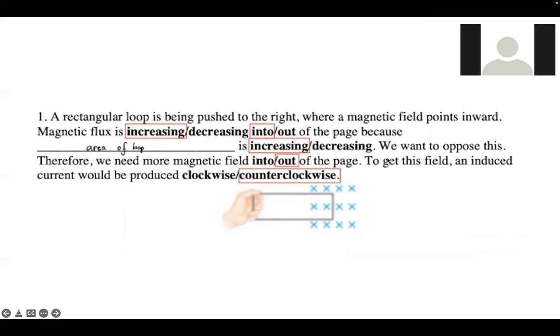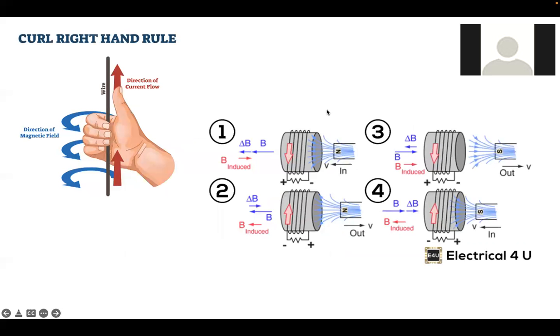So we want to oppose this by Lenz's law. How do we oppose that? We're going to need more magnetic field going out of the page. Right now we're increasing in, so to oppose that, we need more going out. To get this field, an induced current would need to be produced counterclockwise. And then here's our curl right-hand rule. Thumb in the direction the current is flowing, and then your fingers will curl in the direction of the magnetic field.